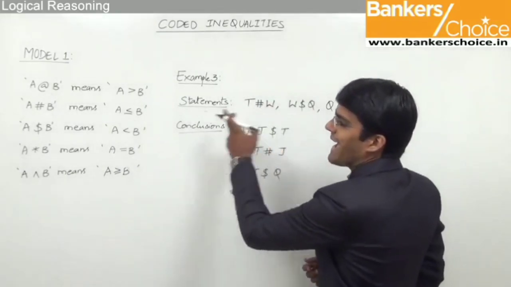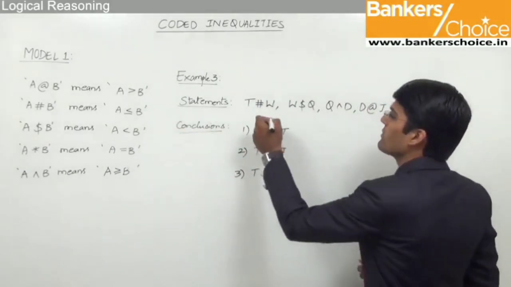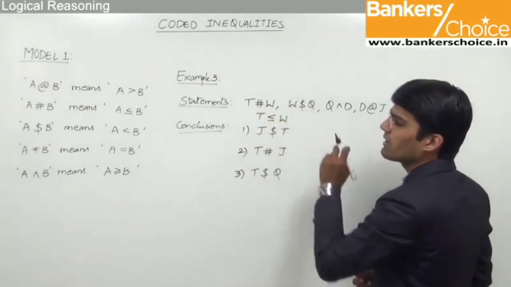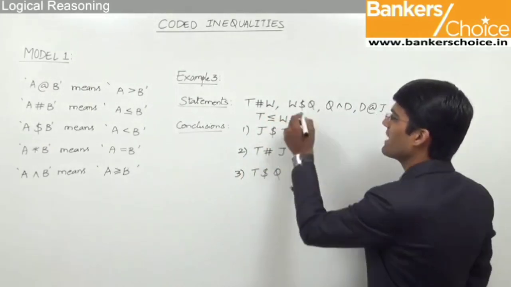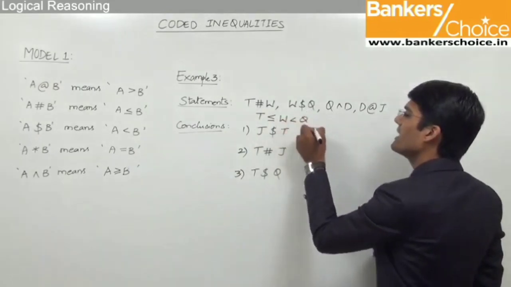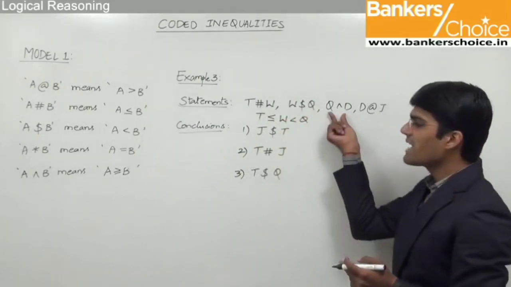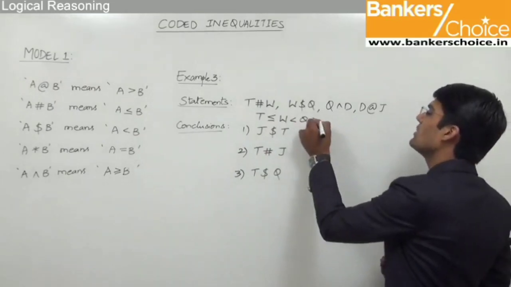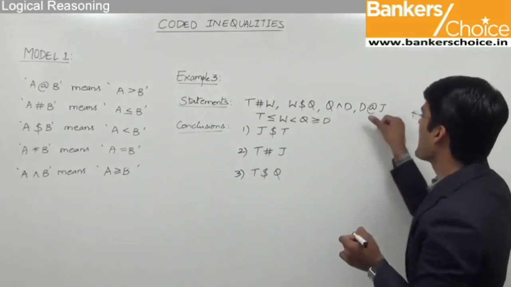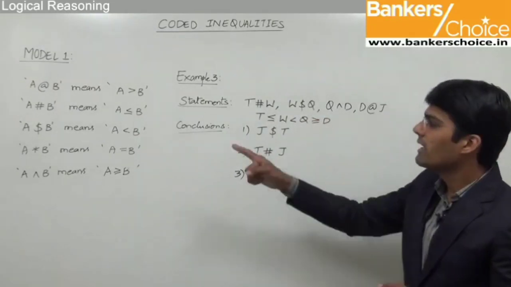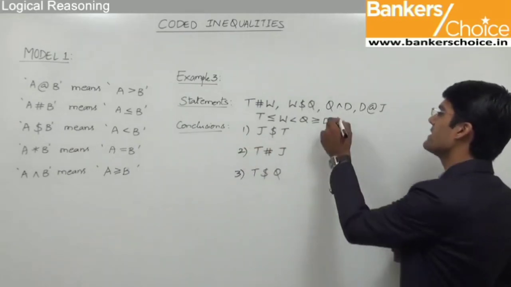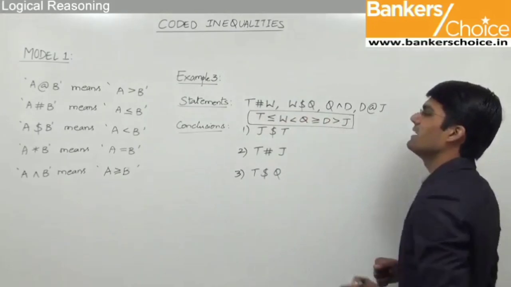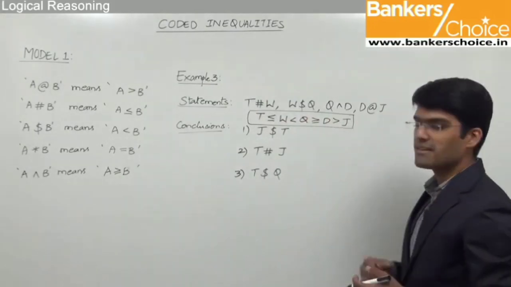So we know that hash is nothing but less than or equal to. So we can say T less than or equal to W. W$Q. Dollar means less than. So we can say W less than Q. Q∪D. Cap is nothing but greater than or equal to. So we can say Q greater than or equal to D. And the last one here is D@J. And at the rate means greater than. So we can say D greater than J. So this is the consolidated statement that we have made out of the given statements.